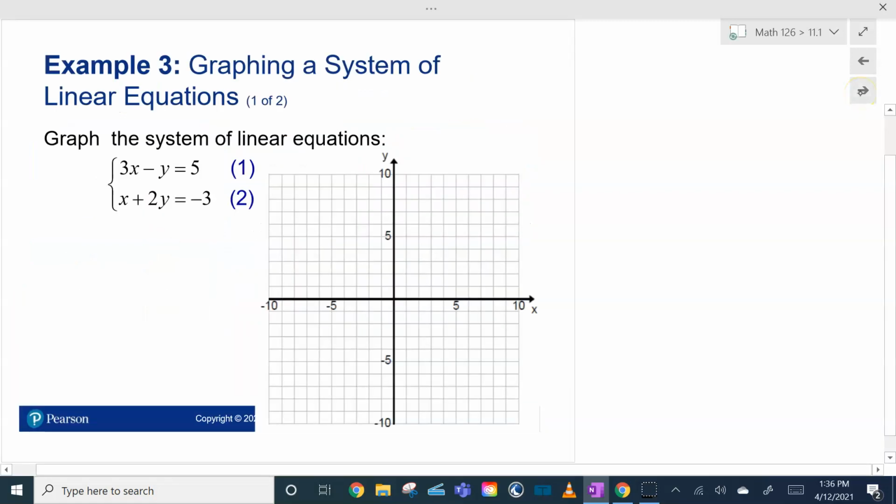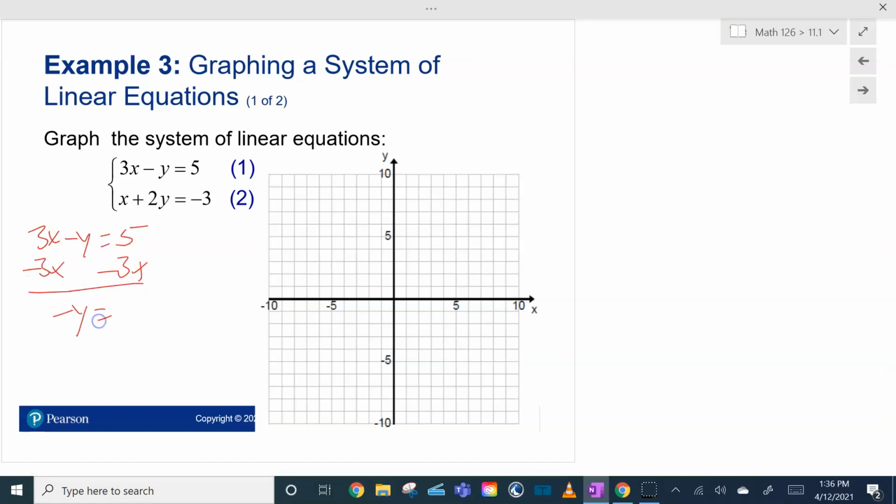Anyways, let's graph a system of linear equations to find a solution. So we have 3x minus y equals 5. First of all, let's put this in slope-intercept form. So let's solve equation 1 for y. And let's graph this thing. We've got negative y equals negative 3x plus 5. Multiply everything by negative 1, or divide by negative 1, however you want to think about that. We get y equals 3x minus 5.